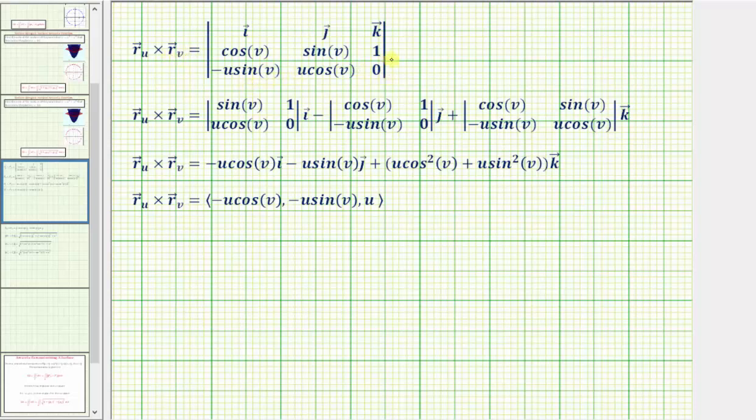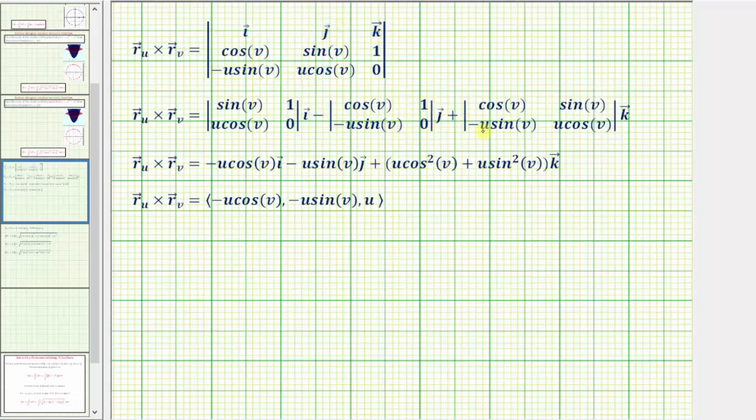Using the expansion by minors method would give us this line here, where to find this first 2 by 2 determinant, we eliminate the row and column of the i vector, which is the first row and first column. Notice how the remaining elements are the elements in this 2 by 2 determinant. For the next 2 by 2 determinant, we eliminate the row and column of the j vector, which is row 1, column 2. Notice how we do have a minus here in front of the second 2 by 2 determinant. The remaining elements are these elements here.